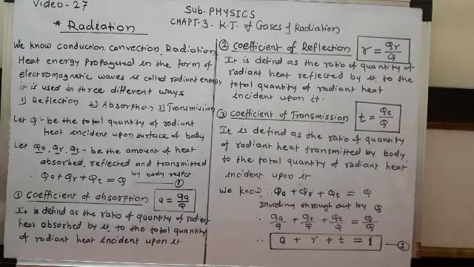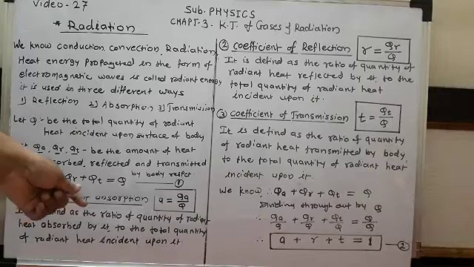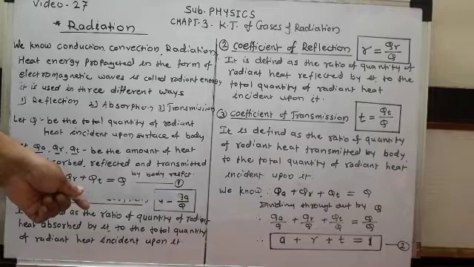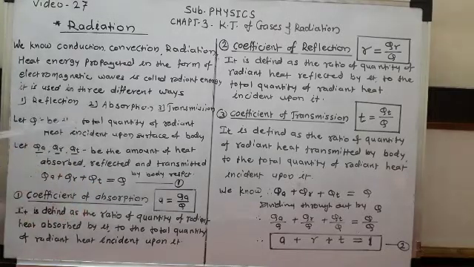Coefficient of absorption is defined as the ratio of the quantity of radiant heat absorbed by the body to the total quantity of radiant heat incident upon it. It is denoted by the small letter a, and you have to remember this formula. Small a is the coefficient of absorption: a is equal to QA upon Q. QA means the amount of radiant heat absorbed by the body, and Q means the total quantity of radiant heat incident upon it.